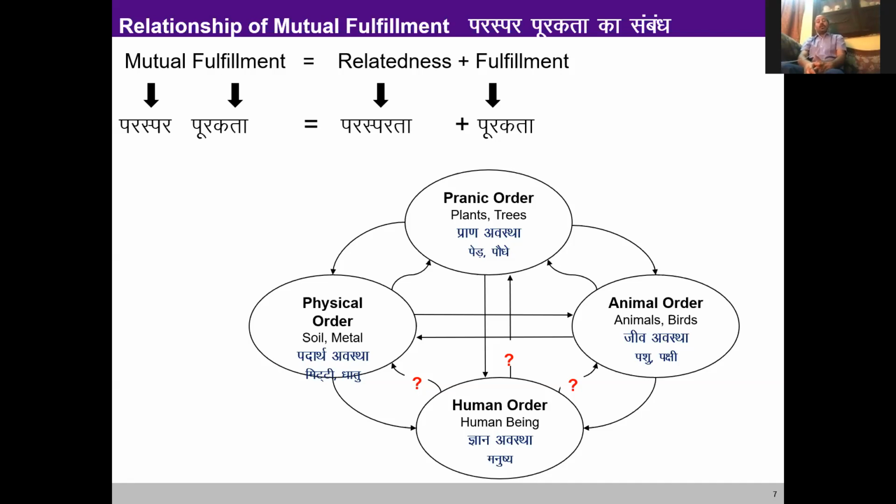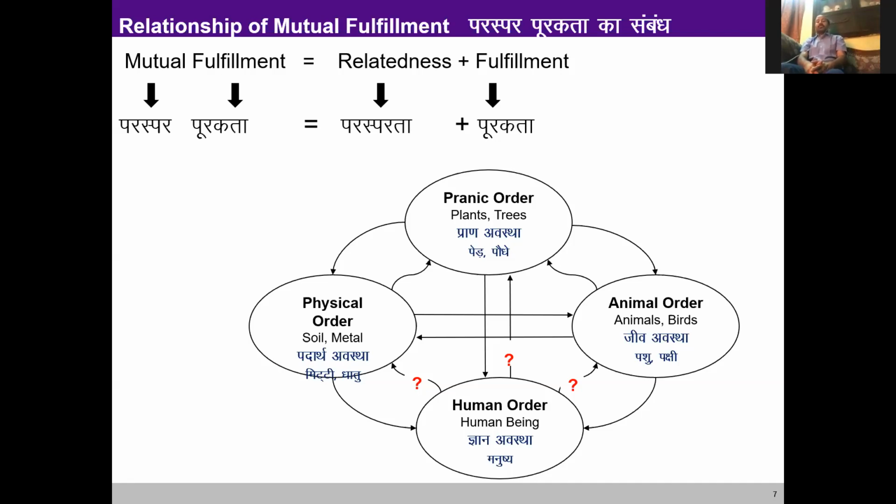Now we are moving towards the fourth order, and that is the human order. In which sense is it going to be mutually fulfilled? Human orders are taking, they are utilizing all the first three orders: air, water, stone, sand, plants, and animals also, for transportation or in any way actually. But what are we giving back? Are we really giving back?